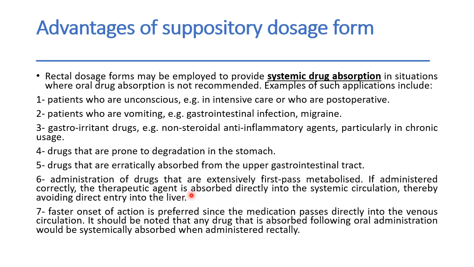Therapeutic agents from the rectal dosage form can be absorbed directly into the systemic circulation. Therefore, they avoid direct entry into the liver. Rectal dosage form is also recommended in case a faster onset of action is required, especially when the medication passes directly into the venous circulation, so there is no metabolism in the liver. This will offer faster onset of action. It should be noted that all the medicines that can be absorbed following oral administration can be systemically absorbed when taken rectally.